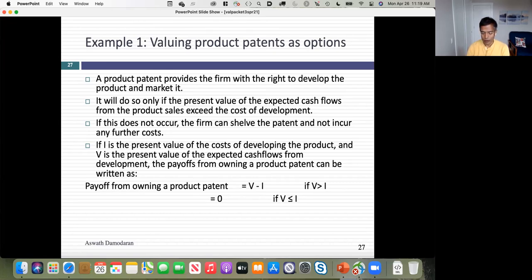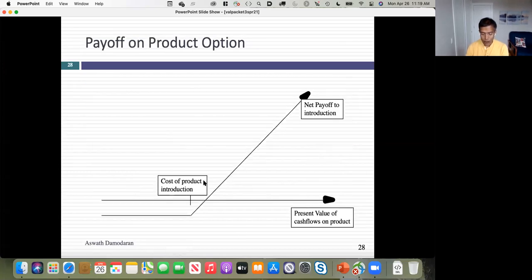Of course, if the value of the cash flows is less than I, then you will basically sit on the patent and hope that something good happens. That looks a lot like a call option, right? In fact, if you take a patent, the cost of converting the patent into a commercial product becomes the strike price. The present value of the cash flows you will get from developing the patent becomes the equivalent of the stock price. And of course, if you never develop the patent, the cost that you spend to acquire the patent will become like the cost of the option. A patent fits all of the requirements for a real option. You can see it in the payoff diagram.